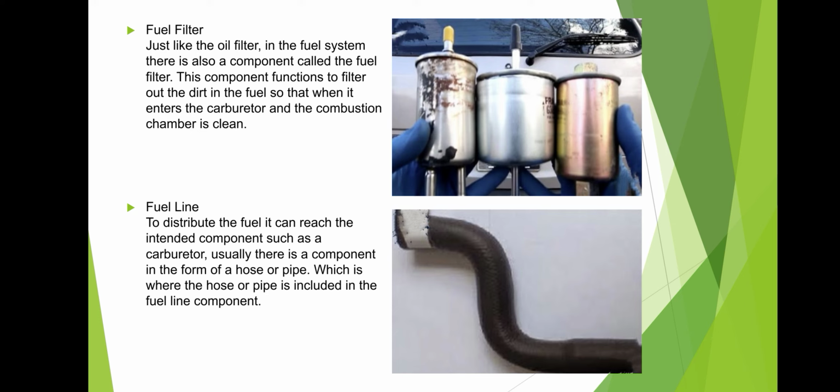The fuel line is used to distribute the fuel so it can reach the inner components such as the carburetor. Usually, there is a component in the form of a hose or pipe, and the hose or pipe is included in the fuel line components.